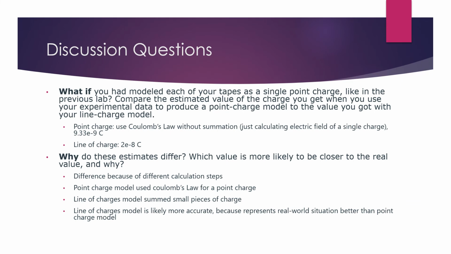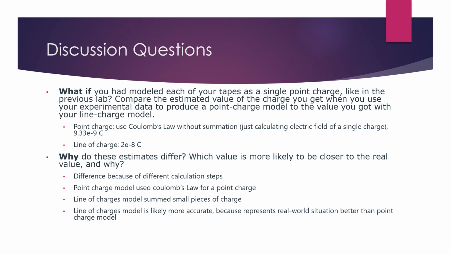So here are a couple of discussion questions. First one talks about the comparison between the single point charge model and the model used in this lab, the line of charges model. So in the point charge model, I got a value of 9.33 times 10 to the negative 9 coulombs for the charge on one piece of tape. Whereas in this model, the line of charges, I got a value of 2 times 10 to the negative 8 coulombs. Follow-up question is, why do these estimates differ and which is more likely closer to the real value?